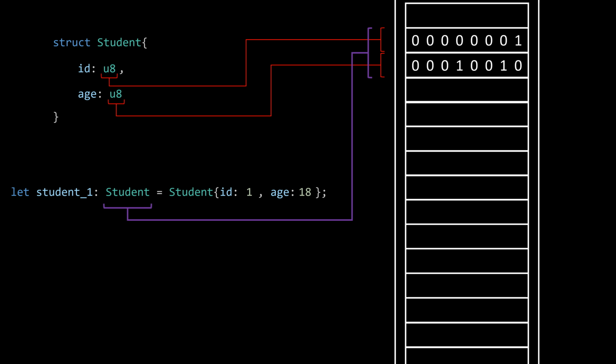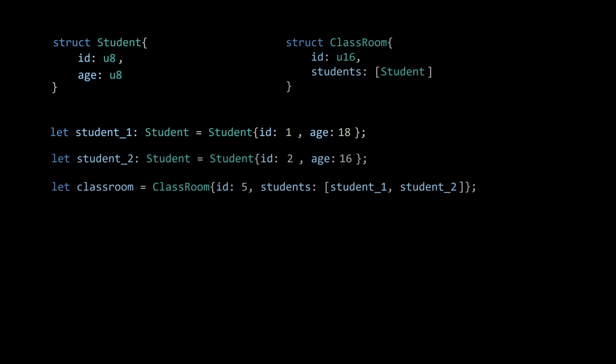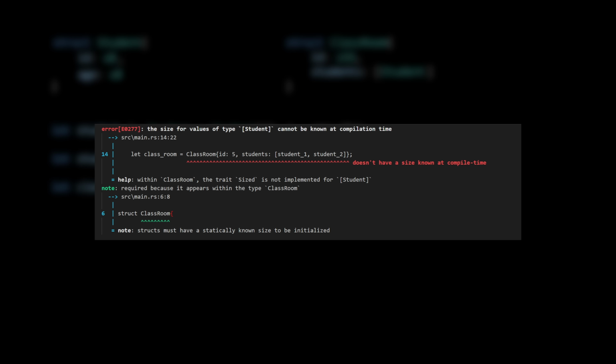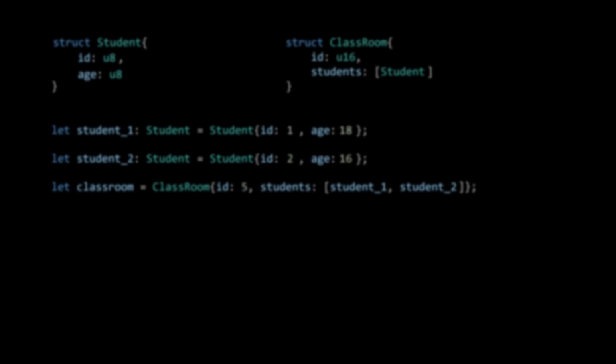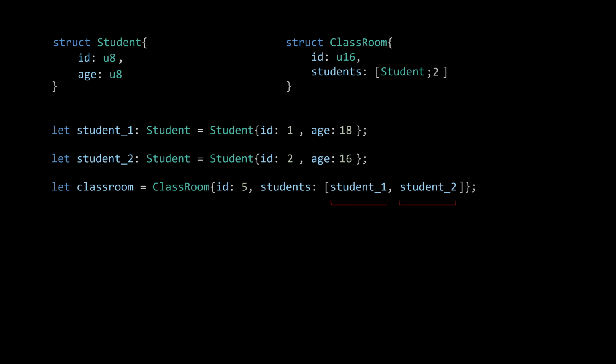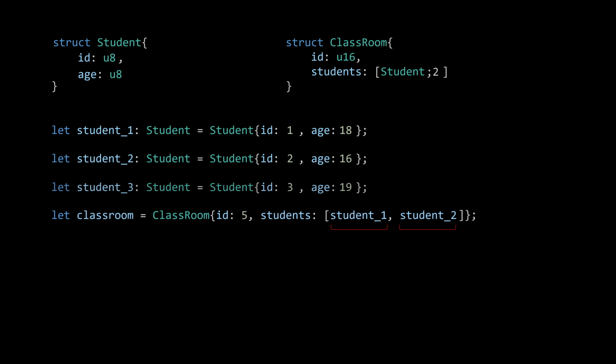Except, you don't always need fixed size types. For instance, consider this scenario. Here, the compiler will reject this code, because it doesn't know the size of the array. The solution here is to specify the size. However, this means that every time you initialize such a variable, you must provide exactly that many elements to the array. In this case, 2. Otherwise the compiler will complain.